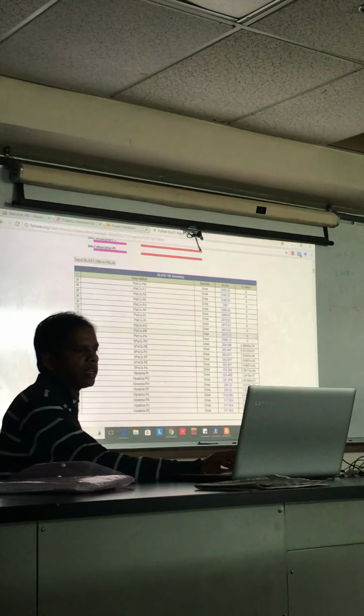Now, scroll down. And now this tells us, okay, apparently it shows that our Contig 11.1 is a PMCA gene, right? It codes for the PMCA protein, right?